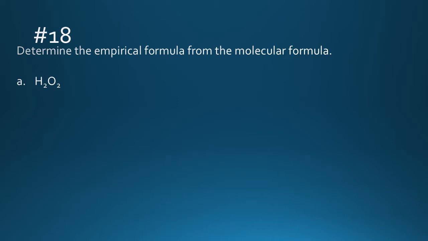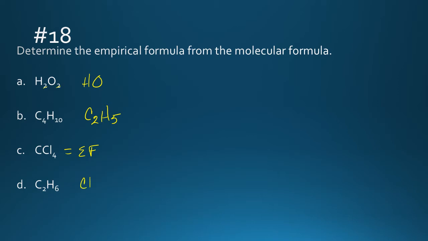So given the molecular formula, determine the empirical. This one is reducible by 2, so HO. Then this one is reducible by 2, so it becomes C2H5. And this one is reducible by nothing, so this one is also the empirical formula. And this one's reducible by 2, so we end up with CH3. Excellent.